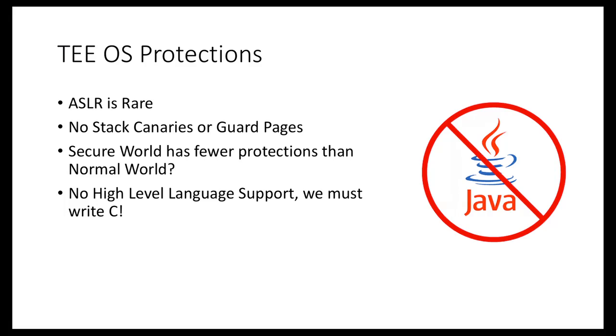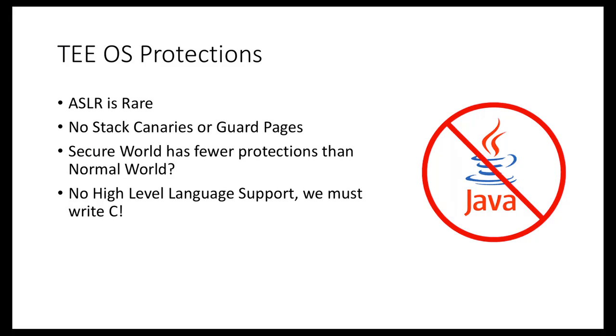The secure world will actually, in most cases, have fewer protections than the normal world, which is weird, because this is your secure, really locked down system. Why doesn't it have ASLR when your Android system definitely does? Why doesn't it have stack canary guard pages, all those types of things, when we've been using those for years in the normal world, but the secure world just really hasn't caught up.